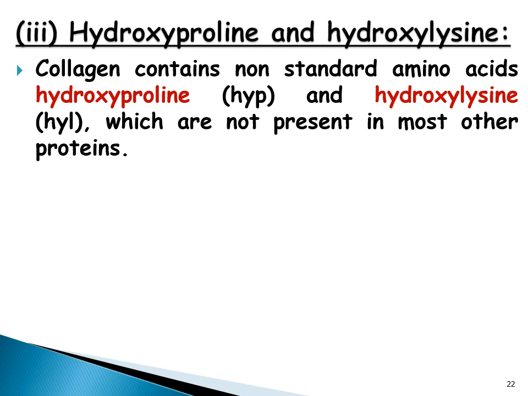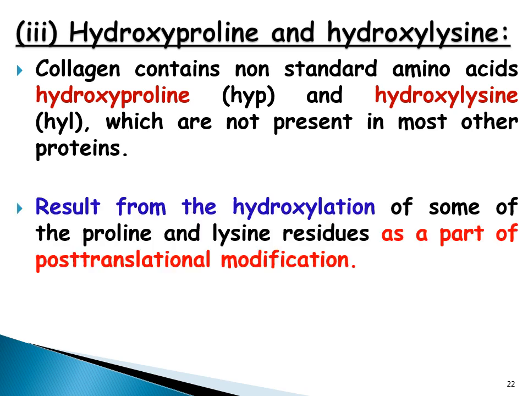As we have discussed, collagen contains glycine, proline, and lysine. Apart from that, it also contains non-standard amino acids, hydroxyproline and hydroxylysine, which are not present in most other proteins. Why are they non-standard? Because we have 20 standard amino acids and 2 new ones, so a total of 22 amino acids. Hydroxyproline and hydroxylysine are non-standard because they do not have a genetic code to be translated into these amino acids.